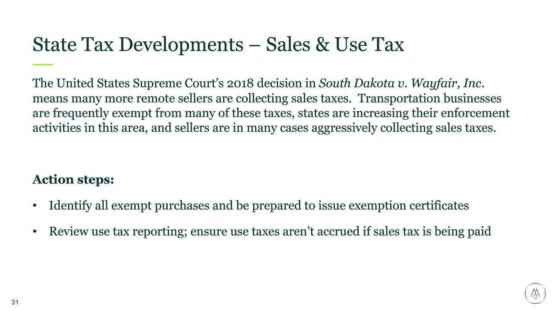So the action step here is, now that many of your suppliers are going to be required to collect sales taxes, you have an opportunity to review your purchasing processes and perform an analysis of what you purchase and where you use it, to determine what states would tax a particular item and in what states it's exempt, and then be able to communicate with your suppliers and issue them the documentation they need so that your exempt purchases are not taxed. And it's important to be a little bit proactive on this just so that your procurement process stays as efficient as possible and you aren't paying sales taxes where you don't need to.